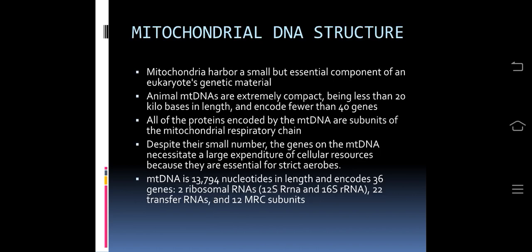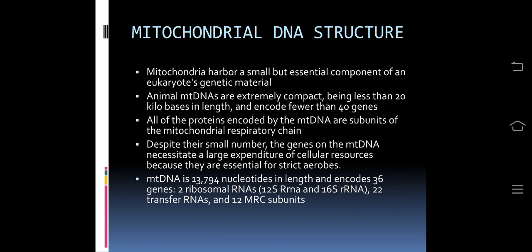Mitochondrial DNA structure. Mitochondria harbor a small but essential component of a eukaryotic cell's genetic material. Animal mtDNA are extremely compact, being less than 20 kilobases in length and encoding fewer than 40 genes. All of the proteins encoded by the mtDNA are subunits of the mitochondrial respiratory chain.